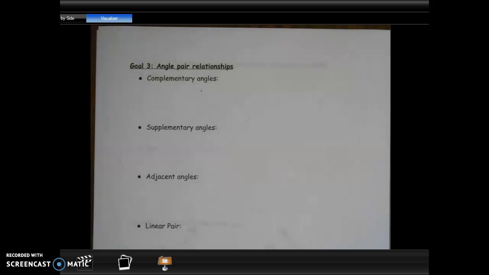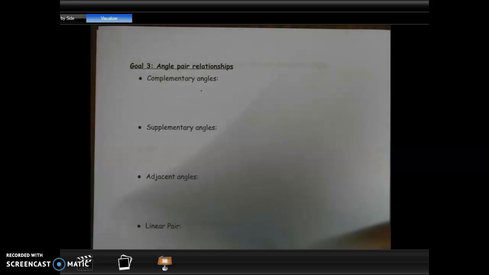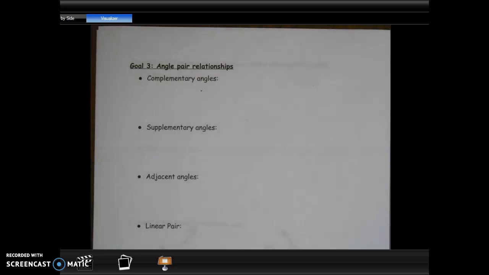Right, so here's part 2. So we're starting with goal 3. This is angle-pair relationships. So this is going to be very vocab intensive, but I want to talk to you about it, okay? So first we have complementary angles.